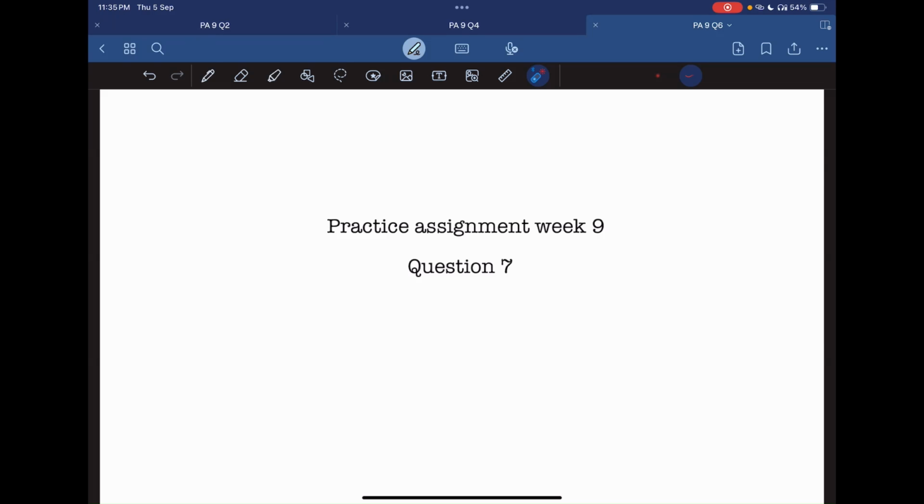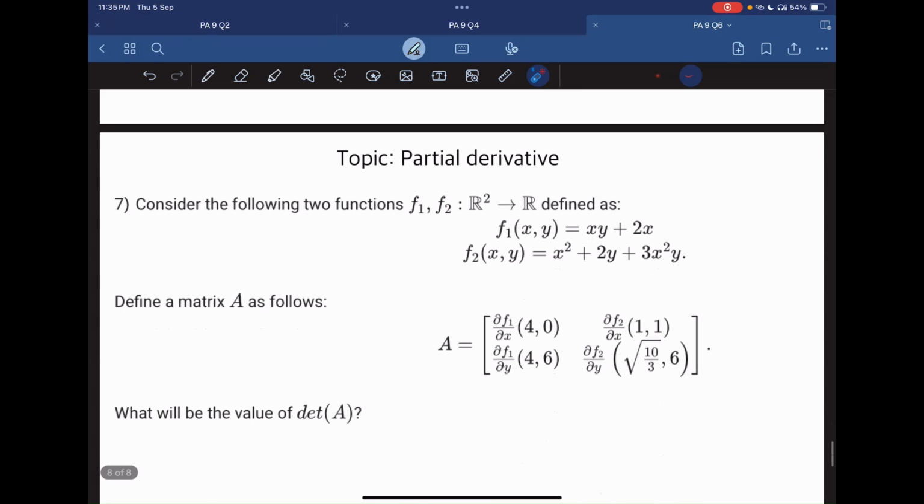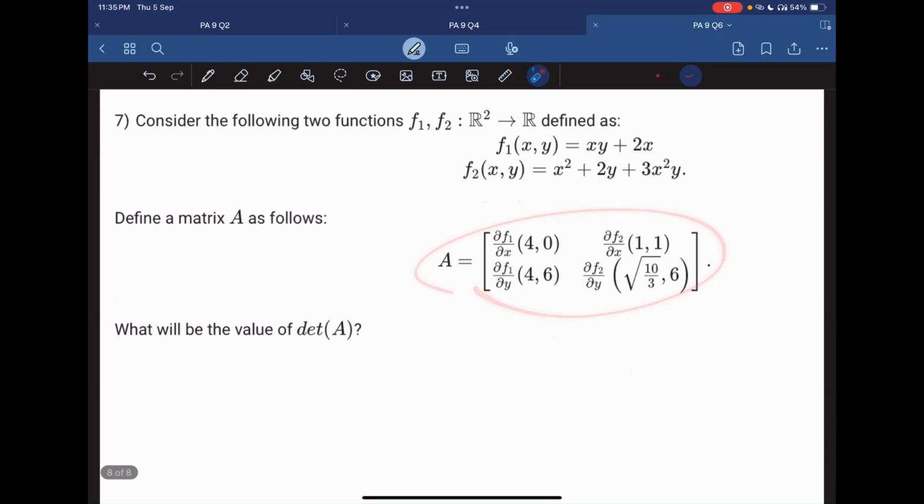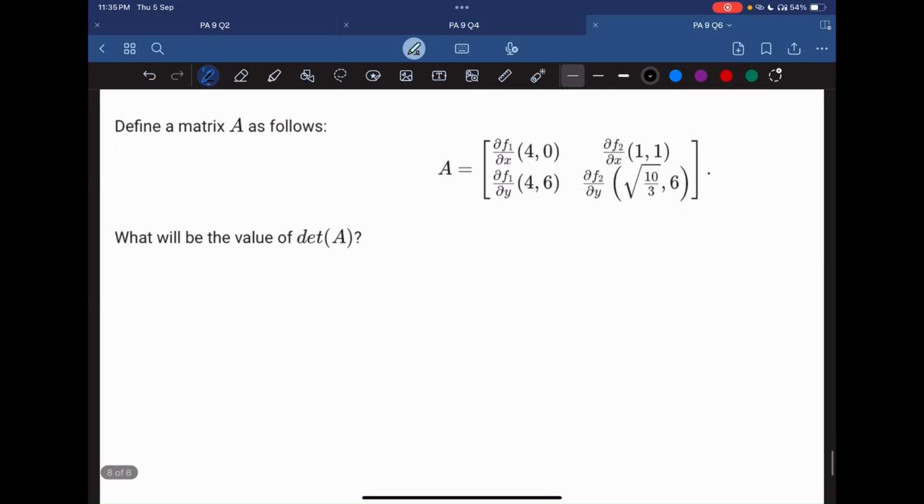Let's now solve question number 7. Consider the following two functions, f1 and f2, both from R2 to R, defined as follows. Then we define a matrix which contains the partial derivatives of the functions f1 and f2 with respect to x and y at some points, and we have to find the value of the determinant of A. For that we will need to calculate these values. So let's calculate them one by one.